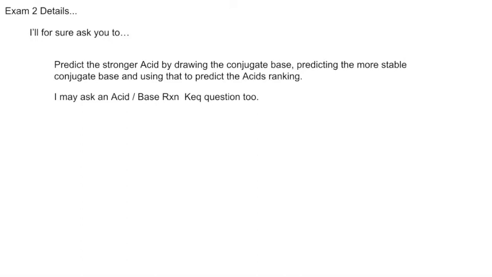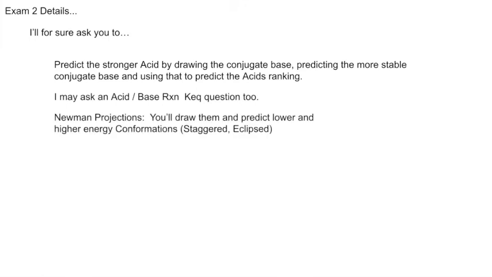So remember your formula. K equilibrium is 10 to the power of the product side acid pKa minus the reactant side acid pKa. That's something we use throughout the whole year too. And then Newman projections. I'm going to ask you to draw some Newman projections and say the eclipsed are higher in energy, the staggered are lower in energy.